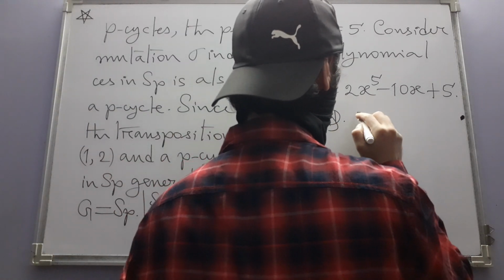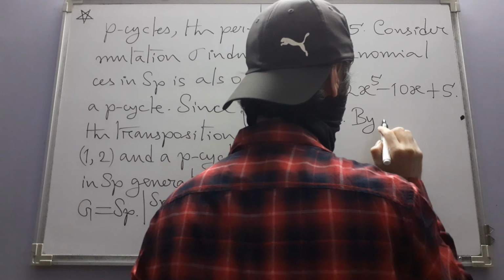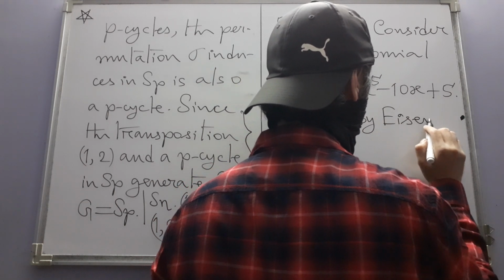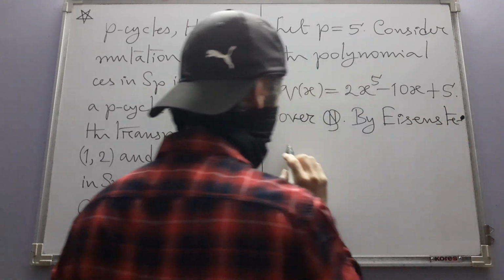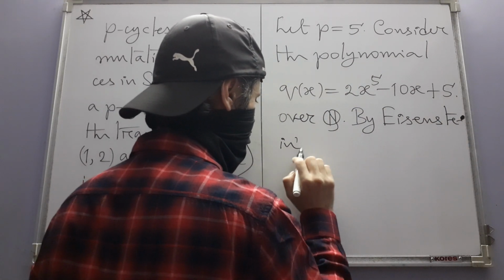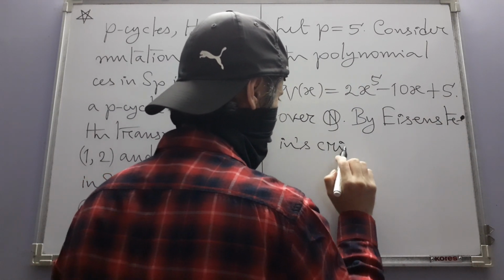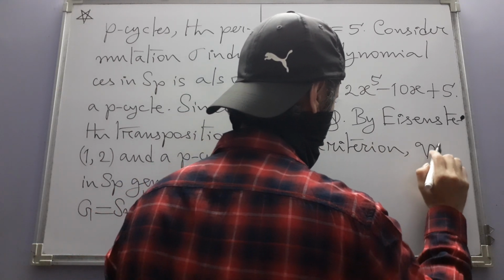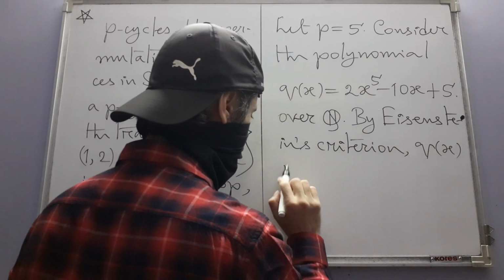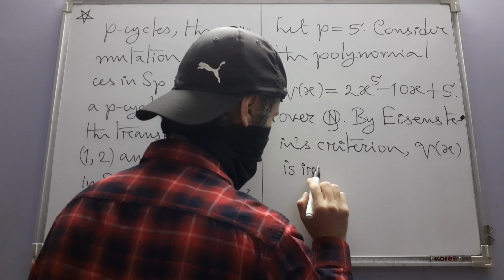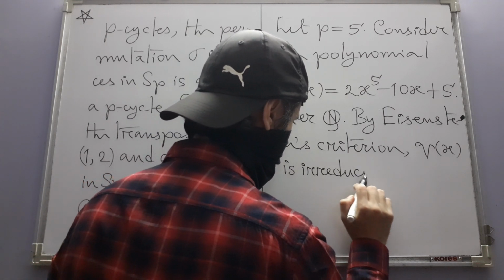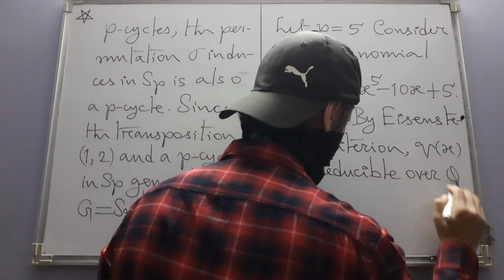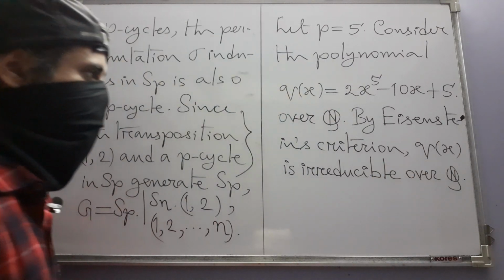That means this polynomial satisfies the hypothesis of Eisenstein criterion with the prime 5. So we can simply write, by Eisenstein criterion, Qx is irreducible over Q. Okay.